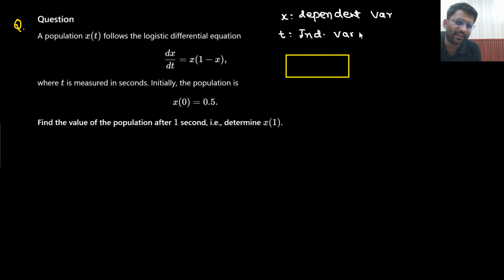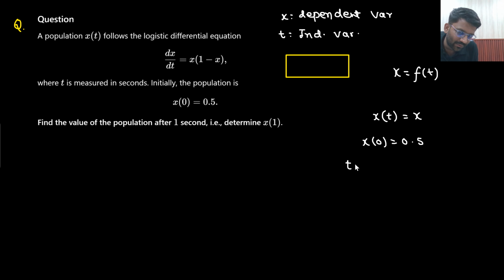So from here I am pretty sure that x will come out to be a function of t. That's for sure. So if this is written, x bracket 0, what does that mean? X bracket 0 means x of t is defined as x only. What does x bracket 0, 0.5 mean? That means at t equals 0, the value of x is 0.5. This is what they are saying. And now you need to find out this particular thing. That means you need to find out at t equals 1, what is the value of x.